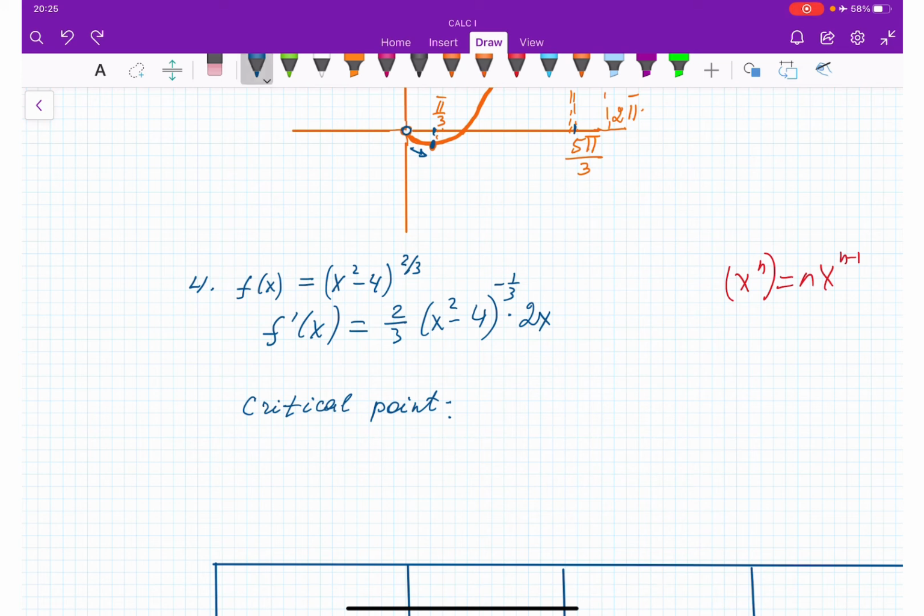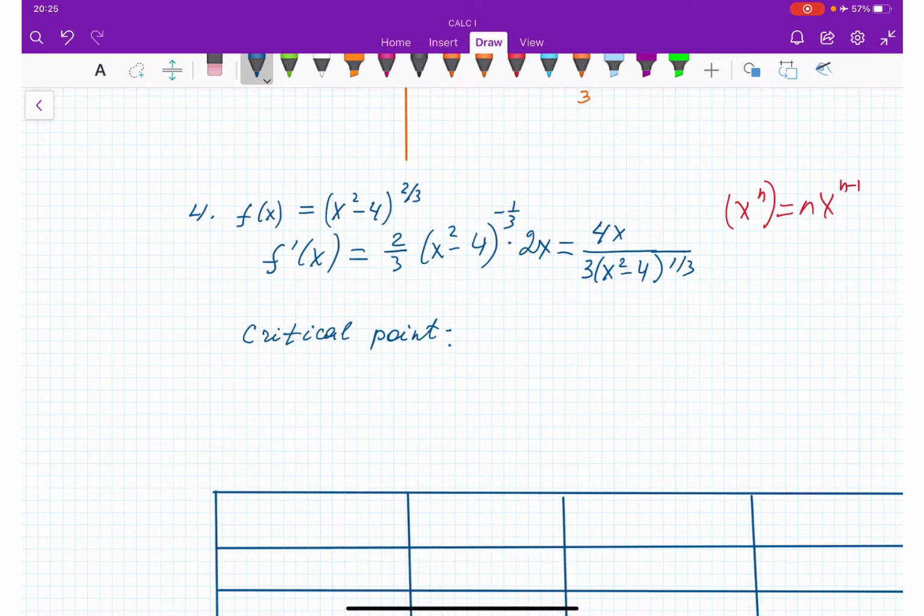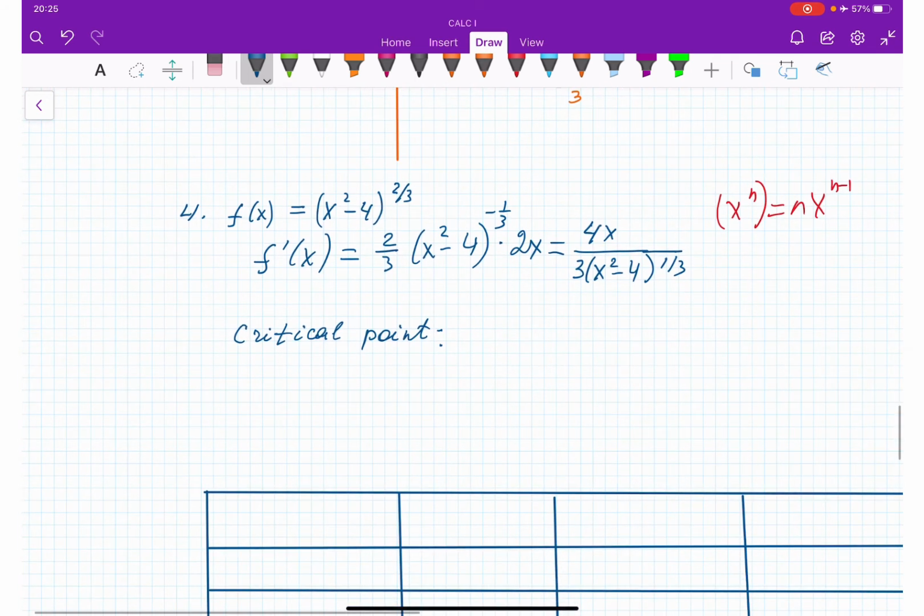And the result is 4x over 3 times (x squared minus 4) to the power 1/3. Okay, so let's identify critical points.